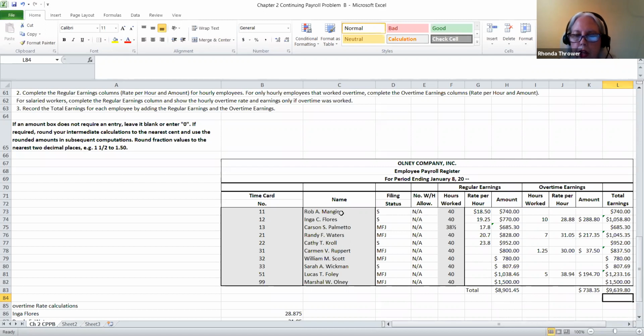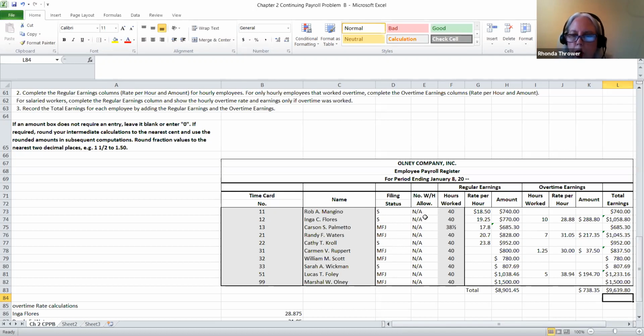First of all, this is his name, and his filing status is single. Now, right now, we haven't talked much about filing statuses, but as we go through, we need to know what the filing status is when we figure out income taxes. That won't be happening in this chapter, but will be happening in a later chapter. So this is given information that they gave to you, and the number of withholding allowances is not applicable in this problem. And so I just put n/a for each one of those because you're not going to apply it in this particular problem.